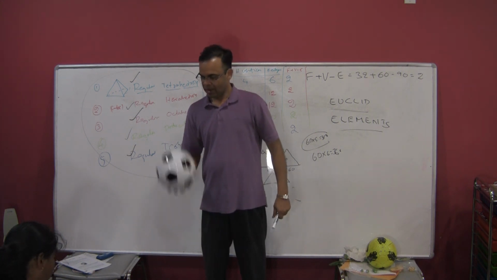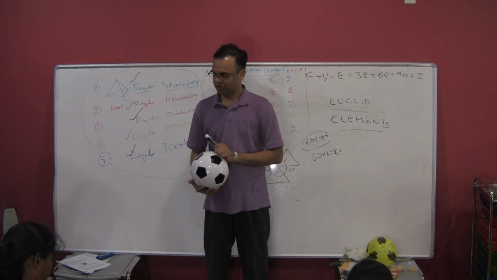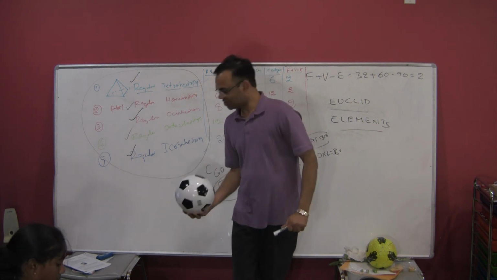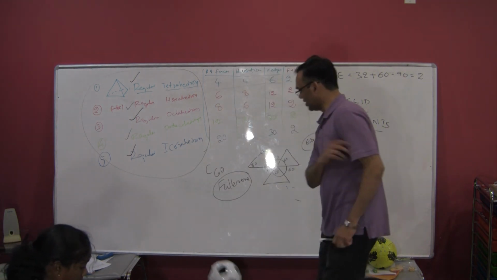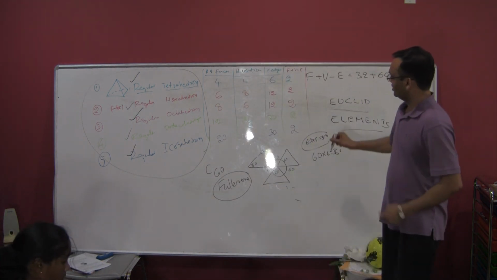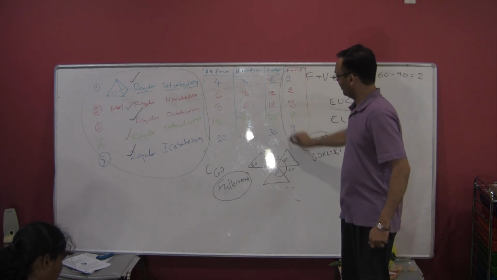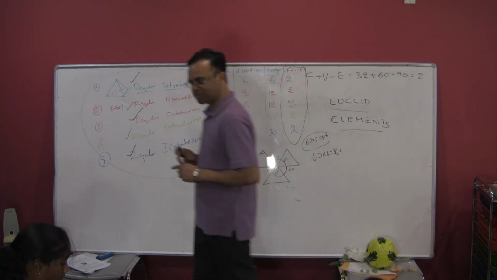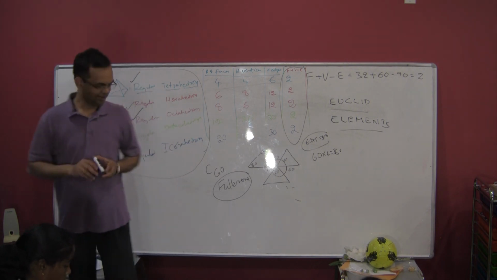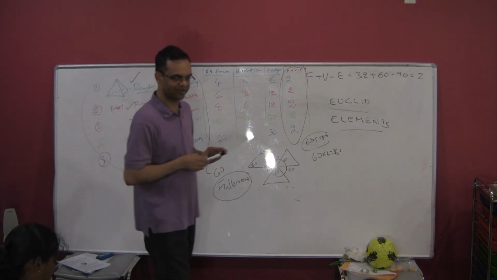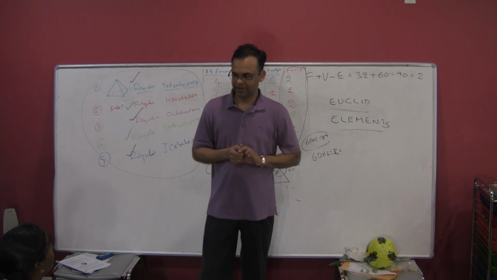Okay? Now, before we close, let's go back to one interesting aspect that we kept touching on, this F plus V minus E. What is so interesting? What is so special about it? Why is it always true for this?